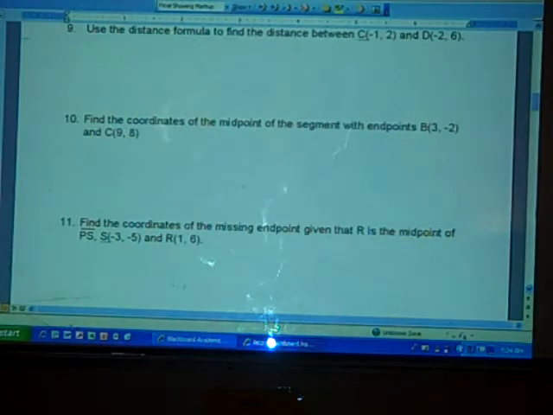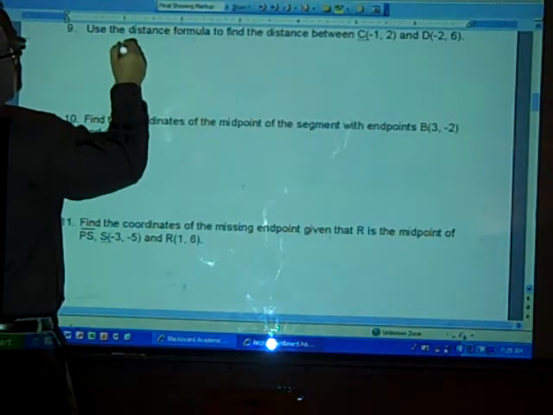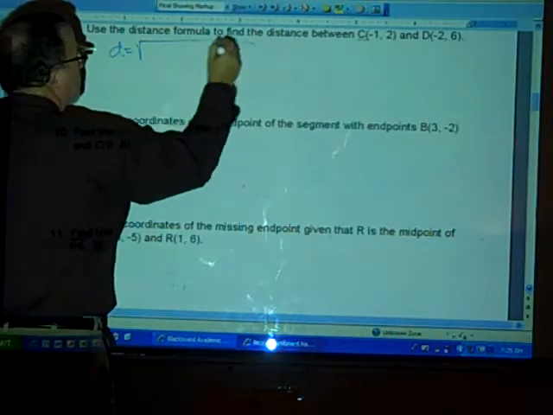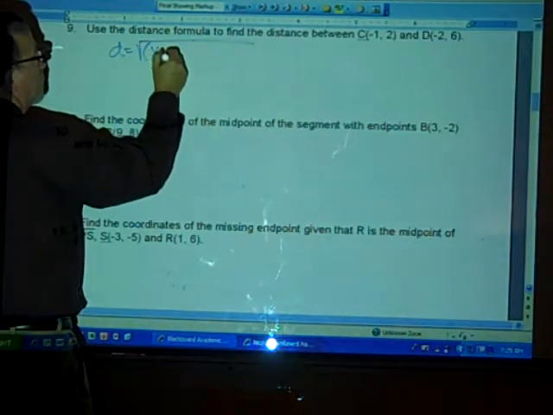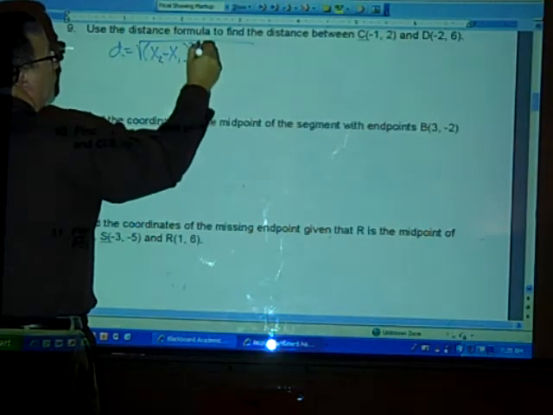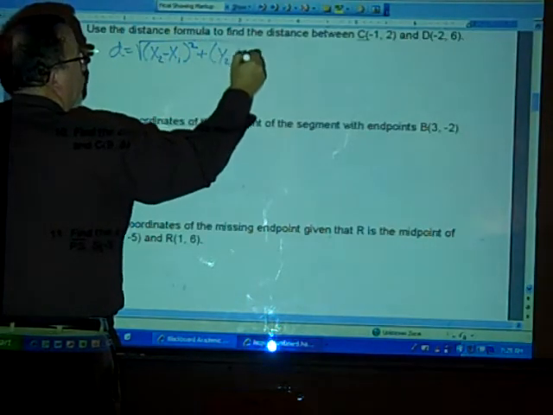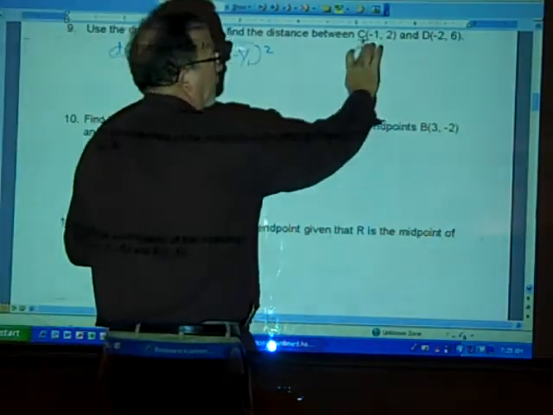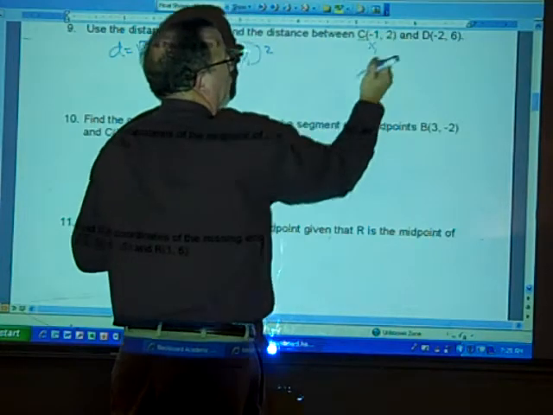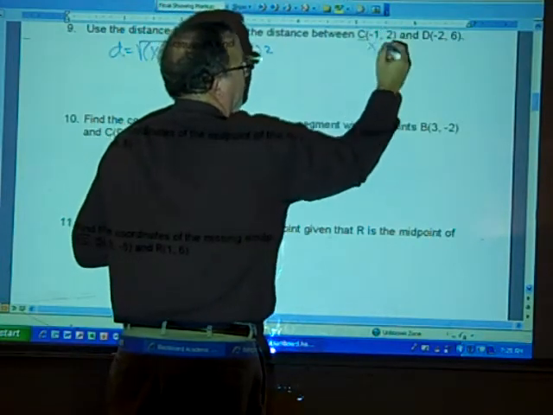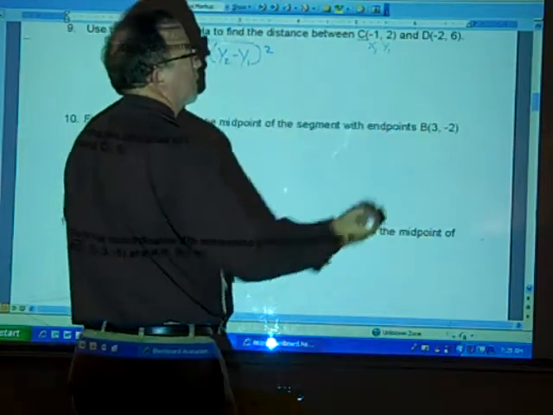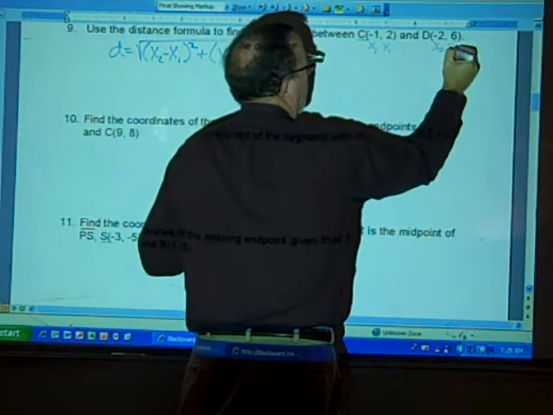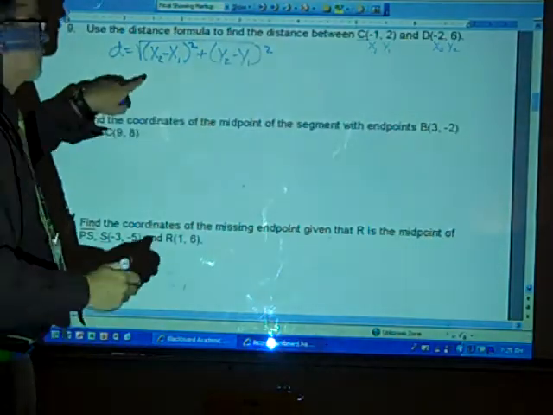Okay, number 9 says use the distance formula to find the distance between C and D. Well, the distance formula is the square root of x2 minus x1 squared plus y2 minus y1 squared. And we're going to plug these in. Now we need to identify these. We're going to call this one x1. It's the x coordinate of the first set. It's y1. This will be x2 and y2. What we have to do is plug those numbers in over here.